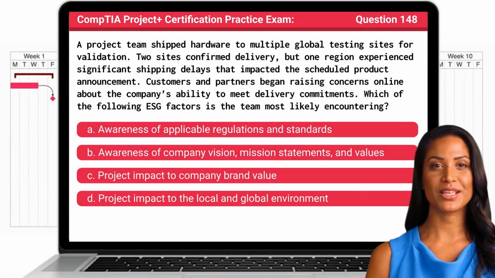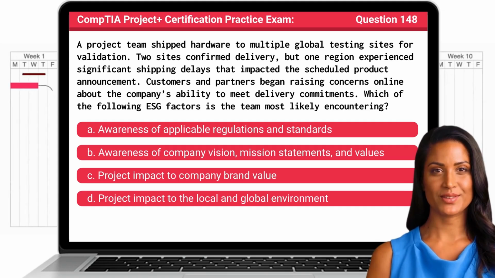Question 148. A project team shipped hardware to multiple global testing sites for validation. 2 sites confirmed delivery, but one region experienced significant shipping delays that impacted the scheduled product announcement. Customers and partners began raising concerns online about the company's ability to meet delivery commitments. Which of the following ESG factors is the team most likely encountering?